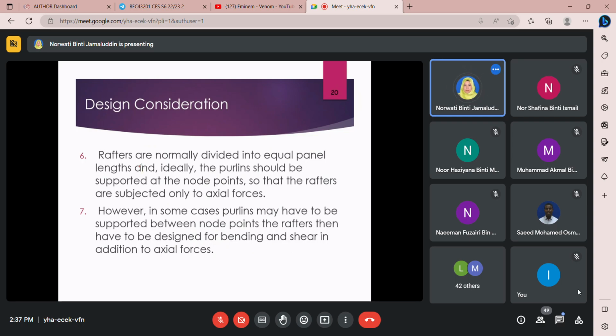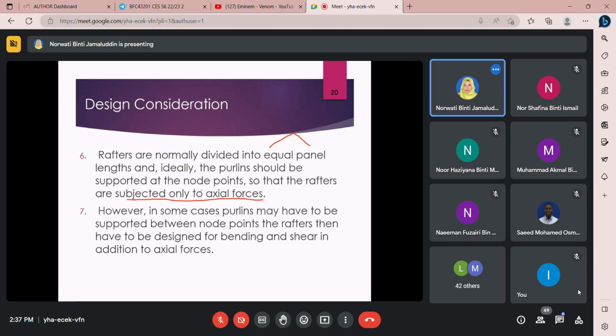Rafter is also known as the top chord. Sometimes your truss system may only have rafter members. That's all. Rafters are normally divided into equal panel lengths, and ideally the purlin should be supported at the knot points so that the rafters are subjected to only axial force.